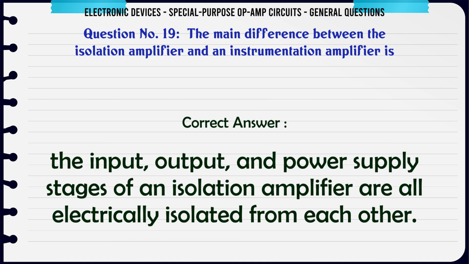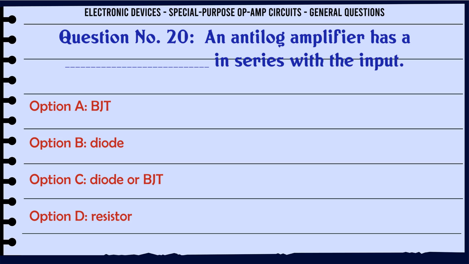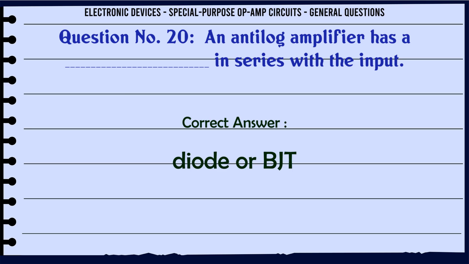The correct answer is the input, output and power supply stages of an isolation amplifier are all electrically isolated from each other. An antilog amplifier has a ___ in series with the input. A. BJT, B. Diode, C. Diode or BJT, D. Resistor. The correct answer is diode or BJT.